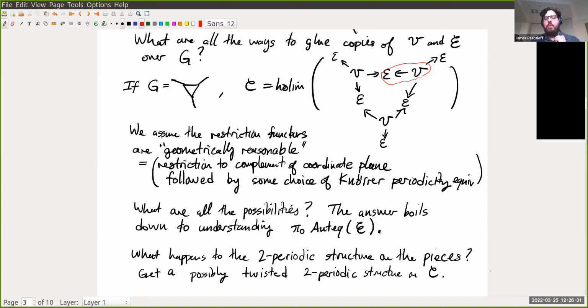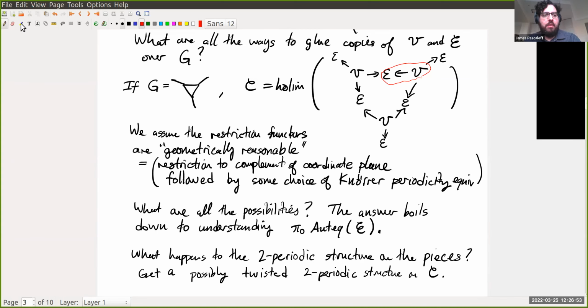So what you need to ask is, what happens to the two periodic structures on the pieces? What becomes of them? And does it glue up to a two periodic structure on the category C? Well, what we'll find is that depending on how you do it, it may or may not give rise to a two periodic structure on the limit category C. Okay, so that's what I'm asking.